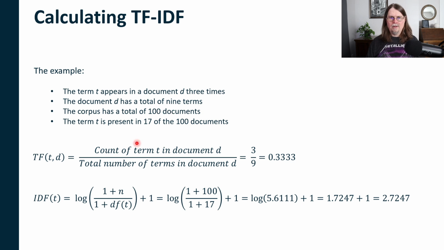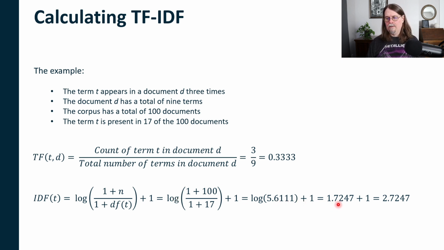So I have 100 documents, so that goes here for my N, and I have term T present in 17 of the 100, which goes here. So 101 divided by 18, plus 1, this fraction fed into the log first, of course. And then what we can do is run plug and chug.